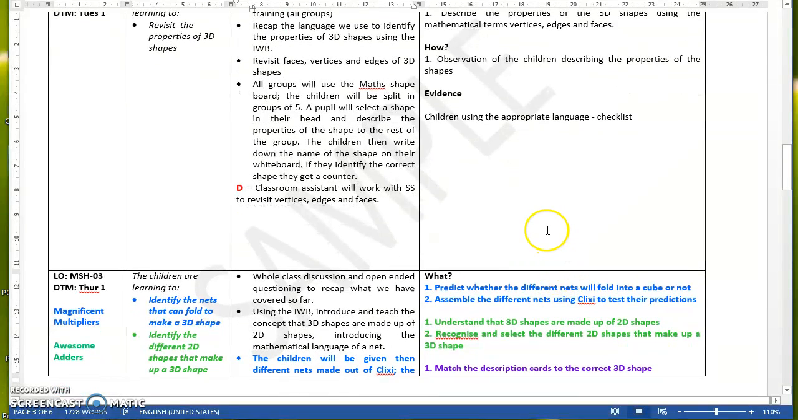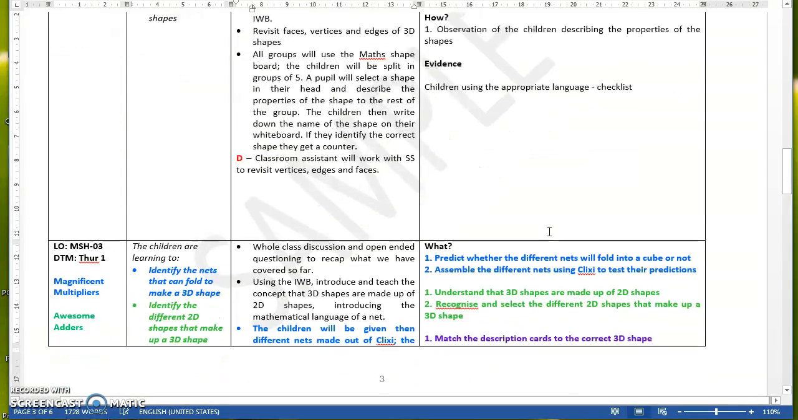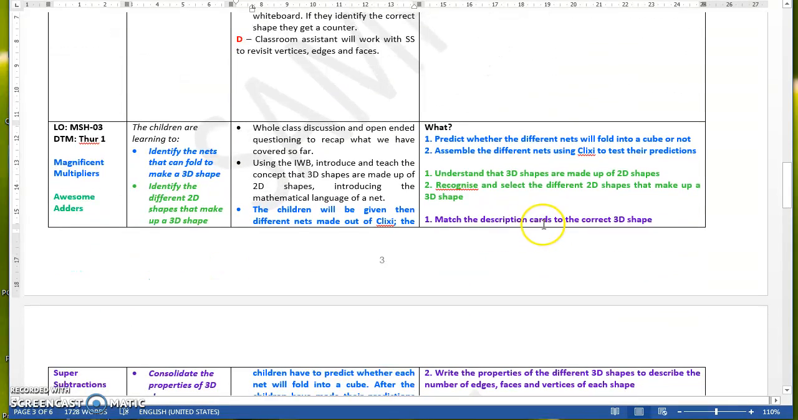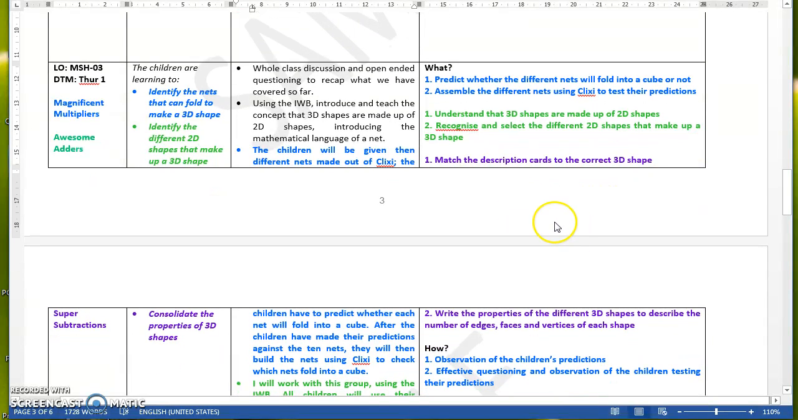When we come further down, as you'll see from the first 2 lessons, we just have differentiation through the classroom assistant and through children working in pairs and think, pair, share. When we come down to these lessons, then the differentiation is more evident in terms of the groups, and you can see I've colour coded it in relation to the groups.